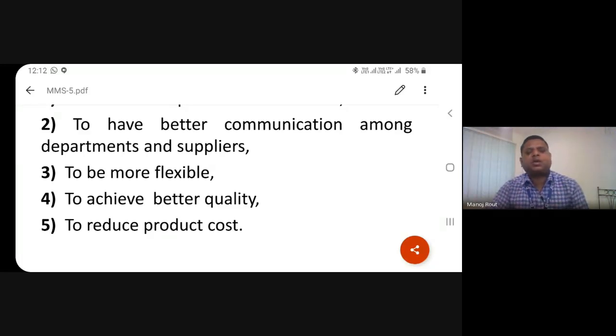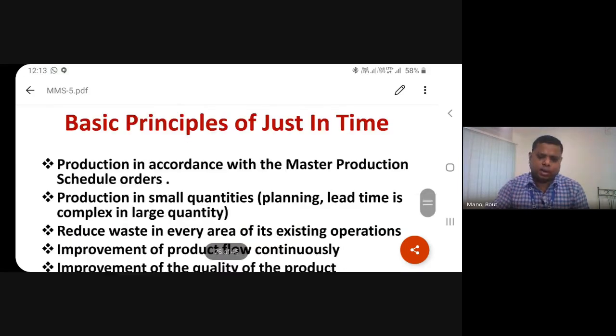The next is that it also reduces the product cost. As far as mass production and batch production are concerned, whenever you implement the just-in-time concept, it will directly affect the product cost also. The product cost will be reduced.